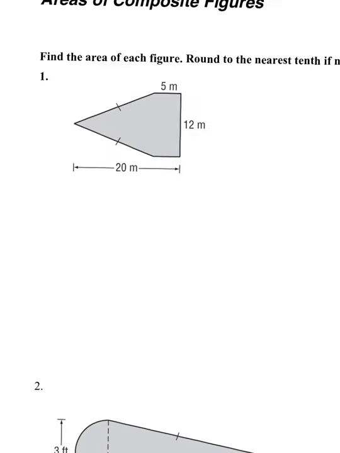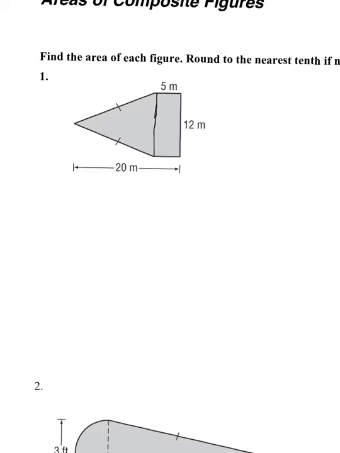Okay, in question number one, I have an isosceles triangle and I also have a rectangle. So the best way to do this is to split this into two parts. Okay, so I have a triangle and I have a rectangle. What I'm going to do is find the area of each and then find the sum, and my answer would be in square meters.